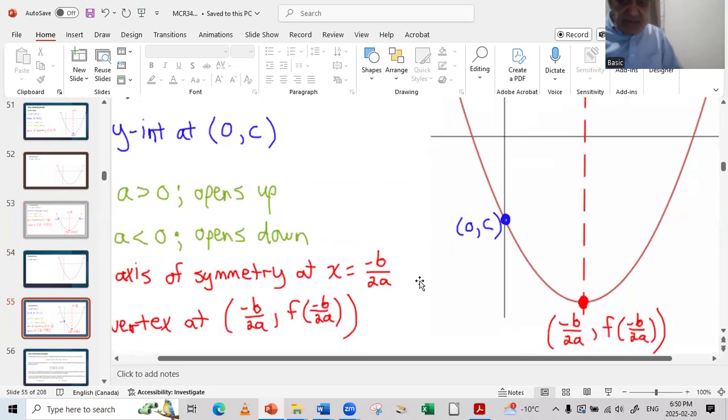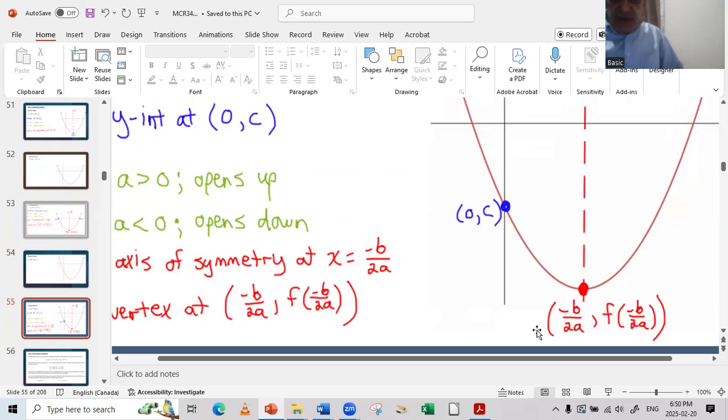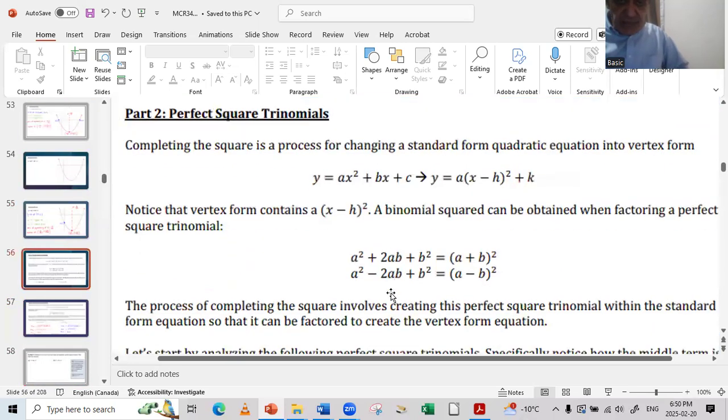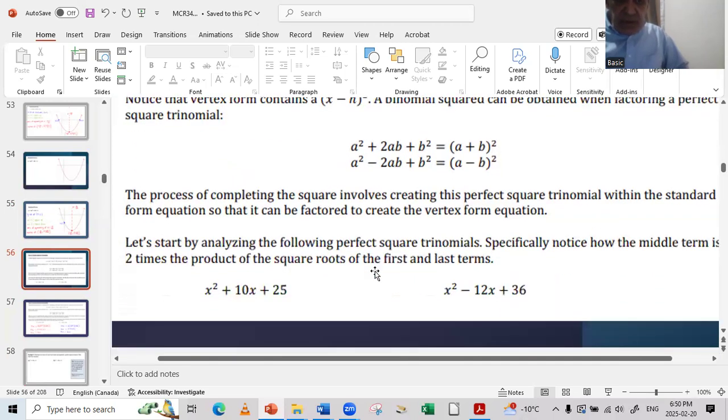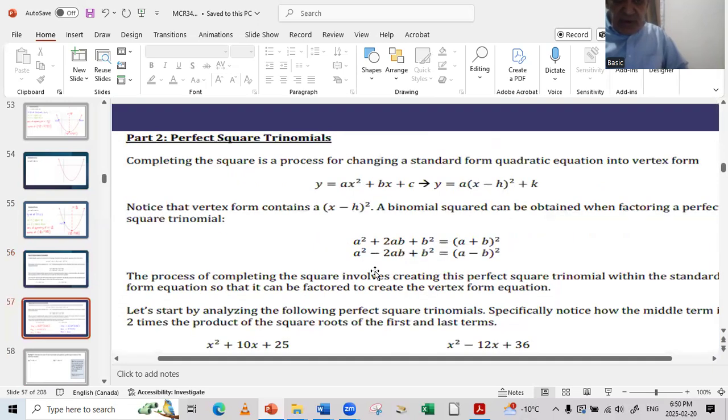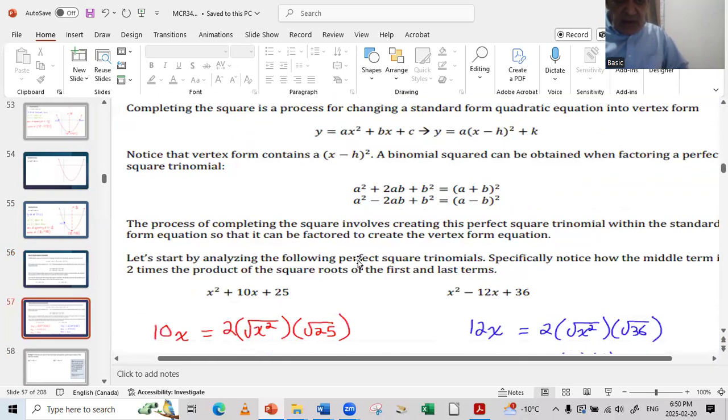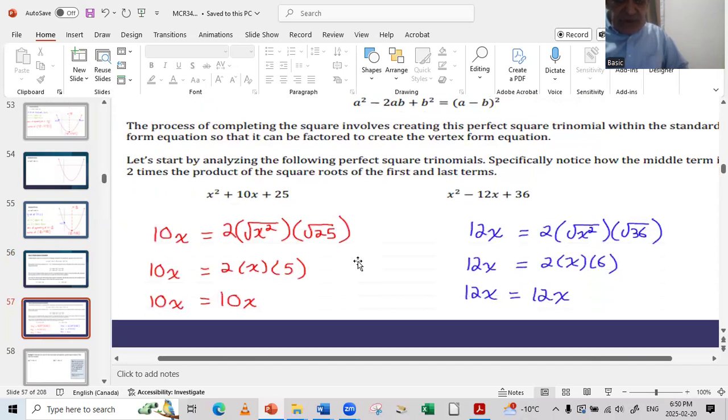And these are the vertex of the curve, minus B divided by 2A, and minus B divided by 2A as well at this point. We'll go right now into studying one more thing about the trinomials and so on.